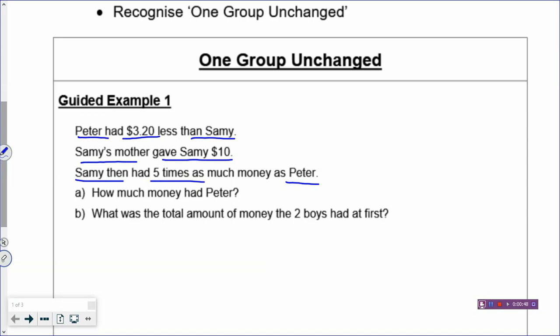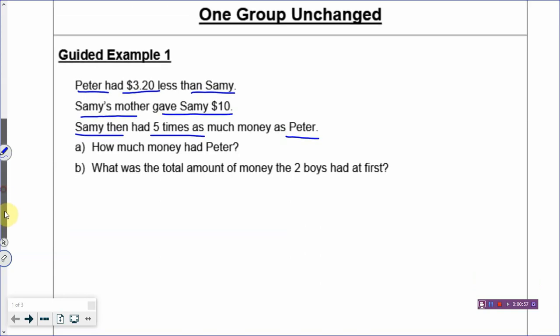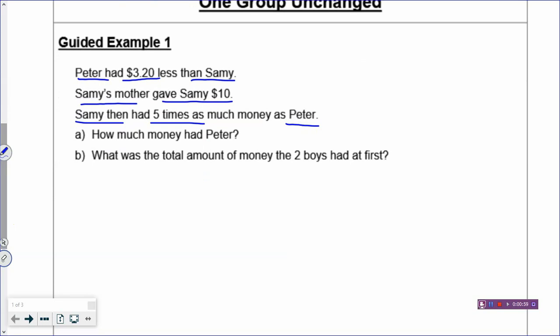Alright, so what is unchanged over here? Sammy's mother gave Sammy money. Then how about Peter's mother? Peter's mother did not give him money. So Peter's money is unchanged. So remember that, keep that in your mind, because when you draw the model, Peter's rectangle will be the same. Now, how much money had Peter? And what was the total money the two boys had at first?